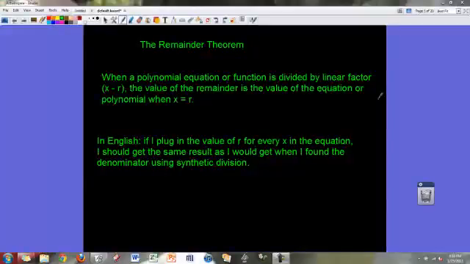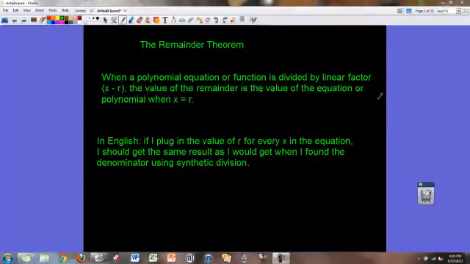This podcast will be covering the remainder theorem and the factor theorem. So the remainder theorem, in nerd speak: when a polynomial equation or function is divided by a linear factor x minus r, the value of the remainder is the value of the equation or polynomial when x equals r. In plain, simple English, if I plug in the value of r for every x in the equation, I will get the same result as I would get when I found the remainder using synthetic division.